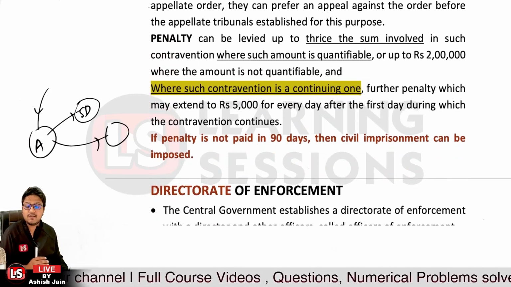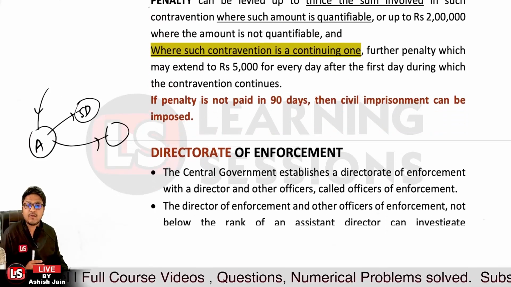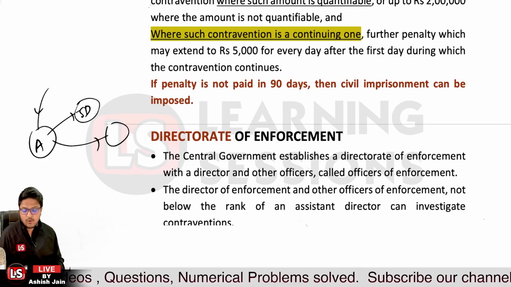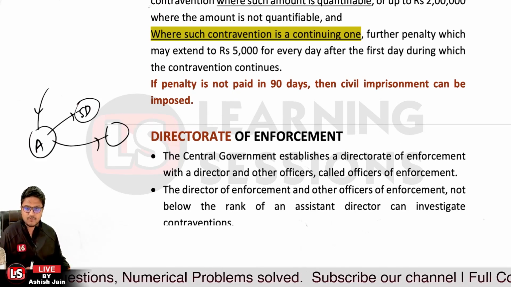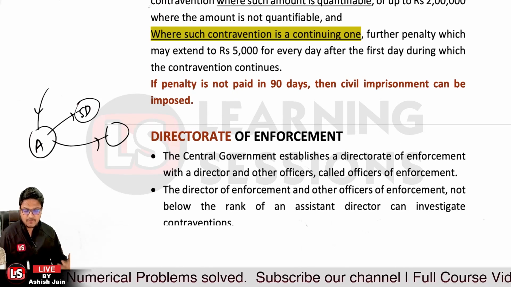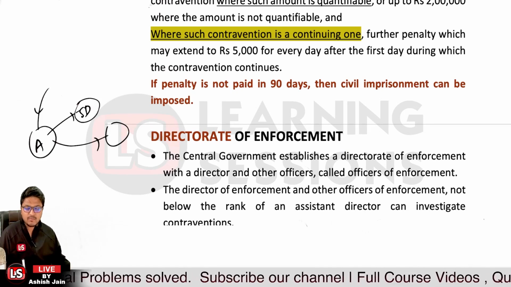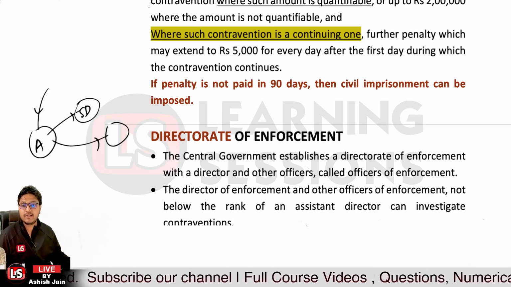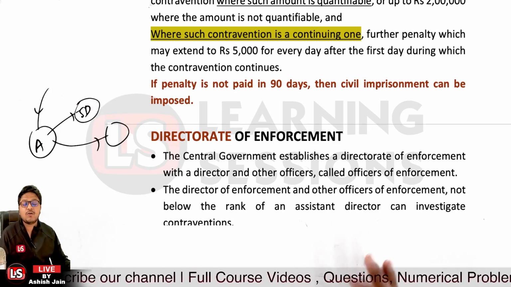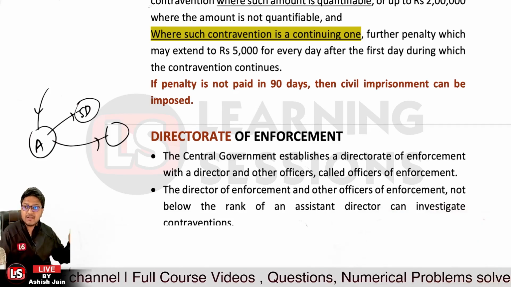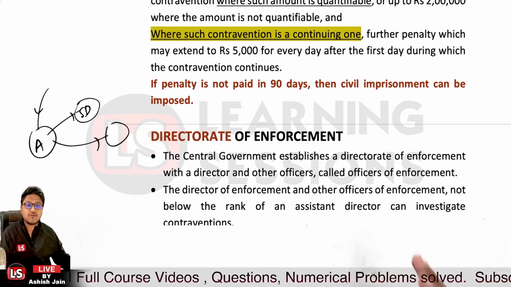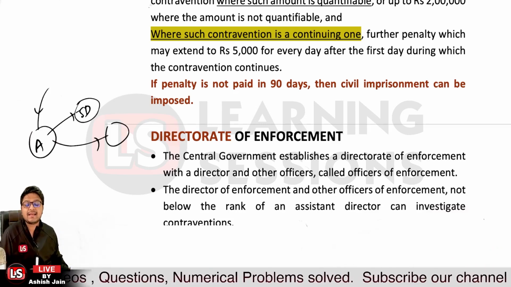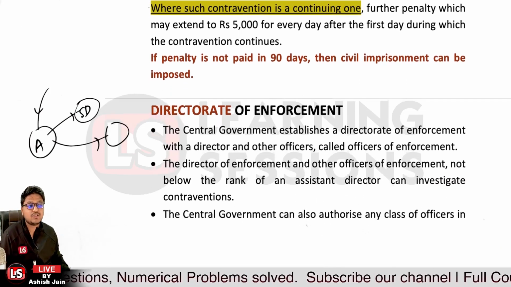Okay, and then further it's related to the ED, that is the Directorate of Enforcement. Now, because it's related to FEMA, the central government is empowered for the regulation purposes, and under FEMA RBI has been empowered. So the central government has the authority to establish the Directorate of Enforcement with the director and the officers, which are called the officers of enforcement. The director of enforcement and the other officers of enforcement, not below the rank of assistant director, can investigate the contraventions.